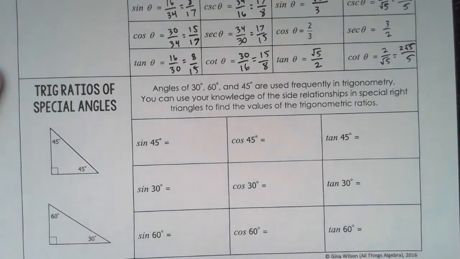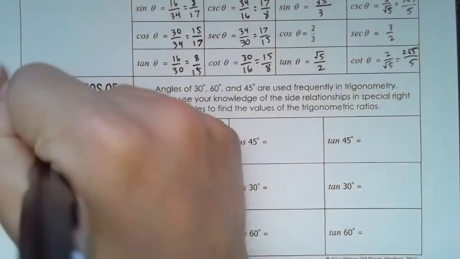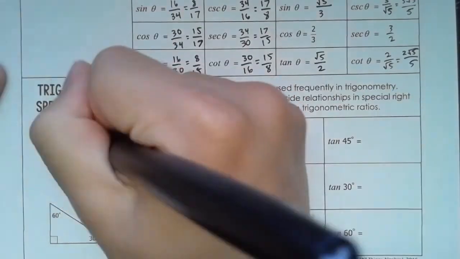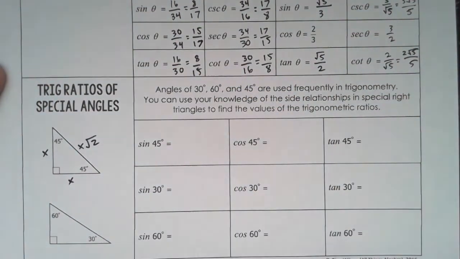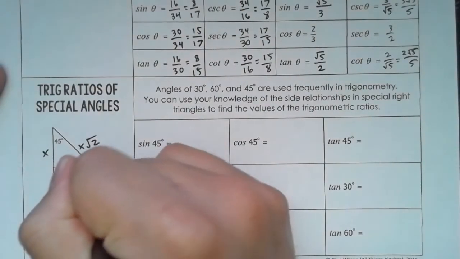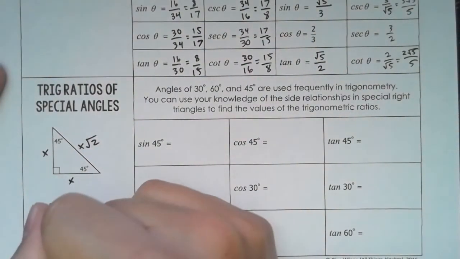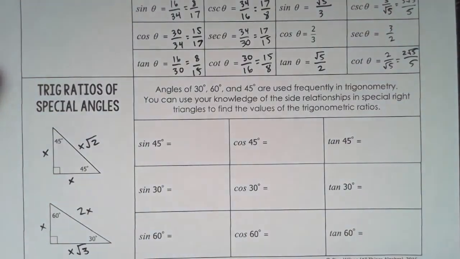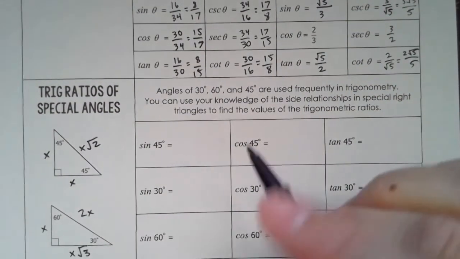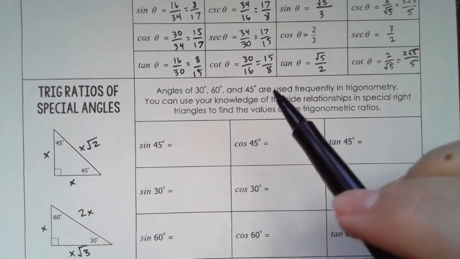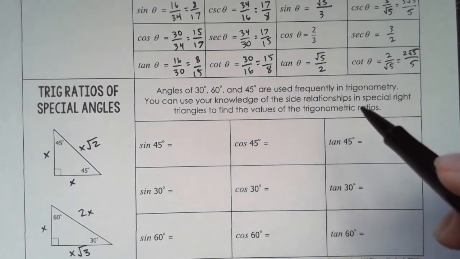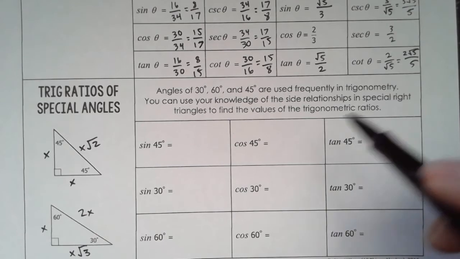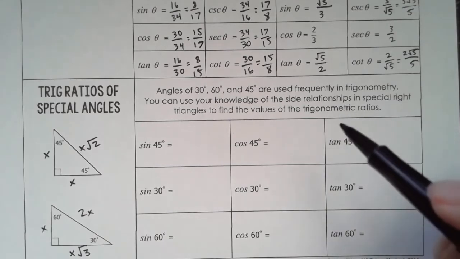As you notice, we have our special right triangles here again, and let's just label our guys here so that it makes referencing a lot faster. So I have x, 2x, and then x square root of 3. Angles of 30, 60, and 45 are used frequently in trigonometry. You can use your knowledge of the side relationships in special right triangles to find the values of trigonometric ratios.